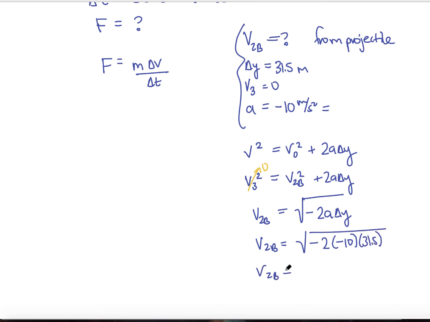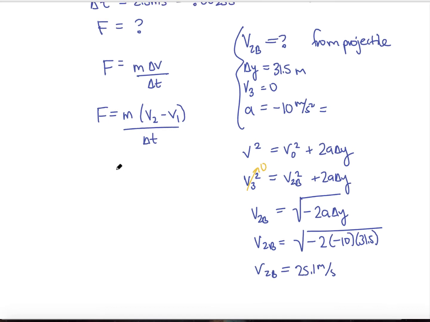So plug this into our calculator, and we find that our velocity after hitting the bat will be pretty close to 25.1 meters per second. So now we can go up here and we can figure out delta V. So I'm going to expand this a little. My force is equal to mass times delta V, which can be rewritten as V2 minus V1, the change in velocity, all over our change in time.